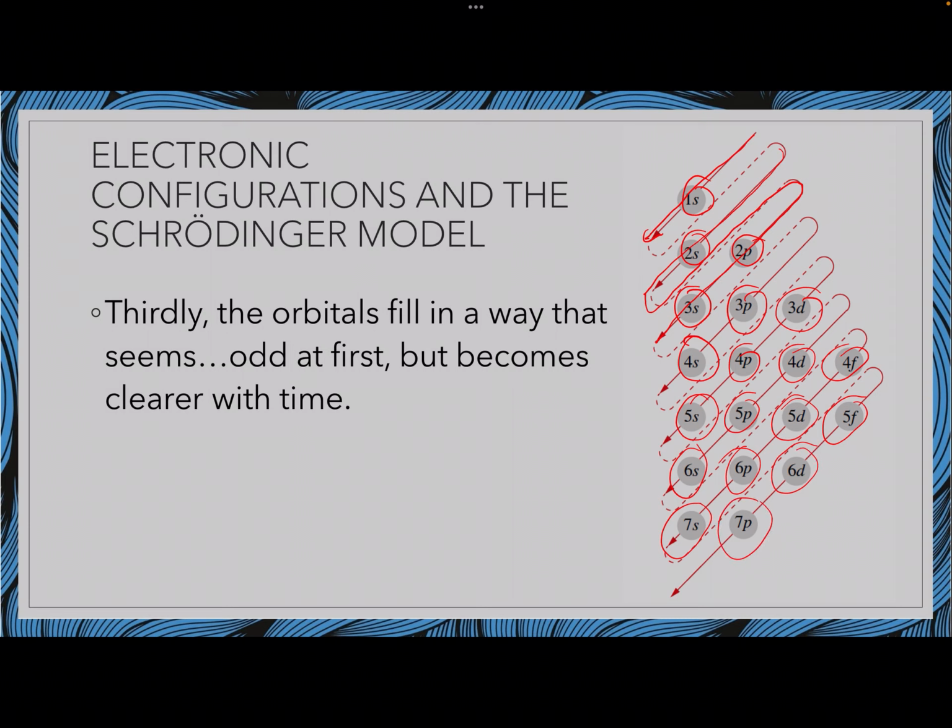Now, that relates back to what I showed you very early on with the shells, how once we start getting past the third period, the outer shell will be full, but it will start filling up shells that are more towards the middle. And this is the reason for it. It's this Schrödinger model of the atom.